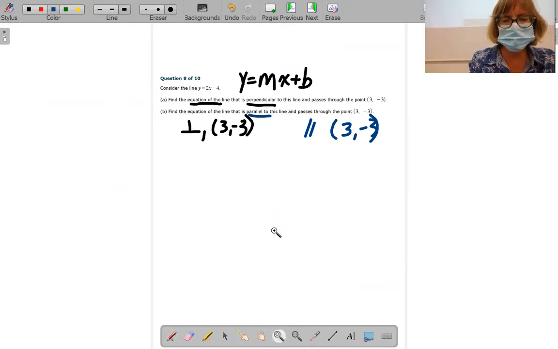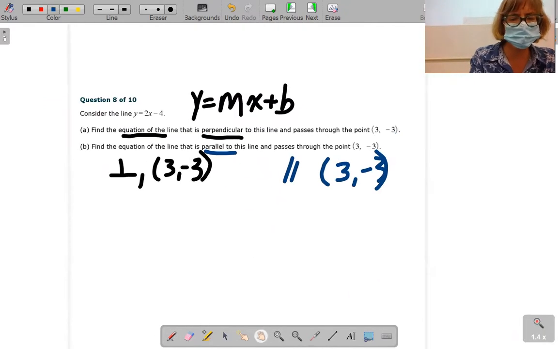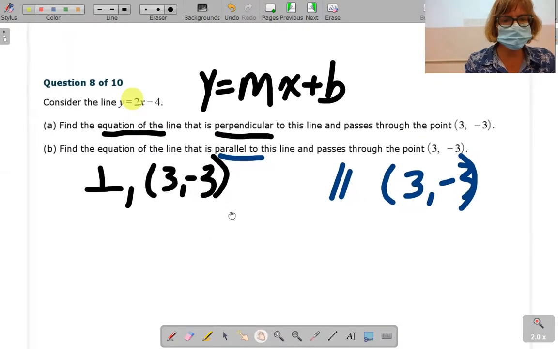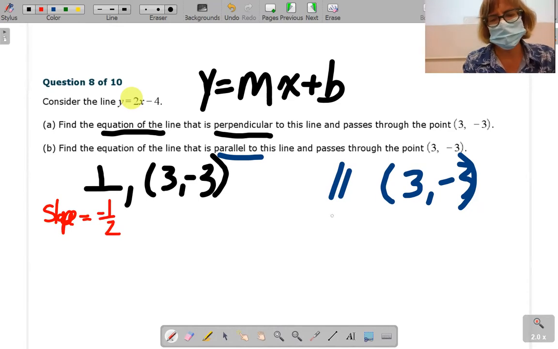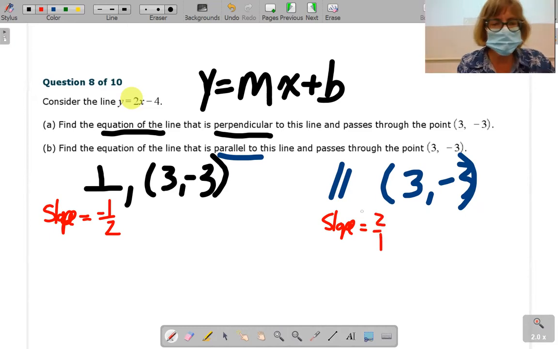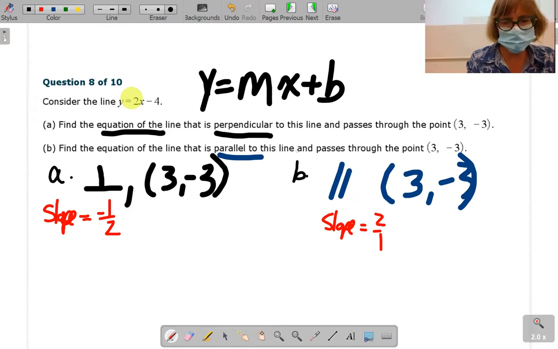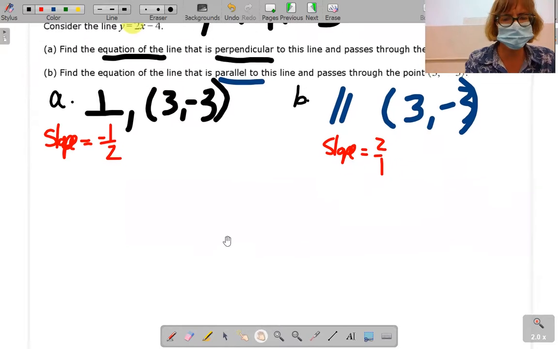So we take a look up here. First, you want to establish what your slope is. The slope of your given line is +2. So your perpendicular slope is going to be -1/2, and your parallel slope is going to be exactly the same thing, which is 2/1. Using this information, you are going to do A and B. Our goal is to get y equals mx plus b. So watch how we do this.